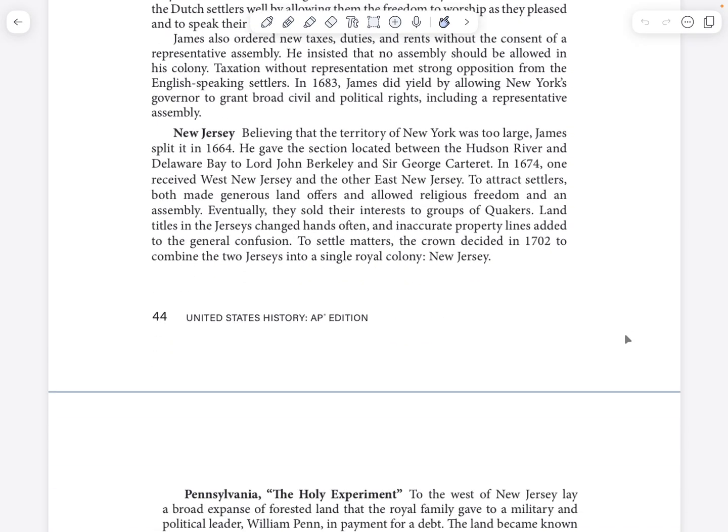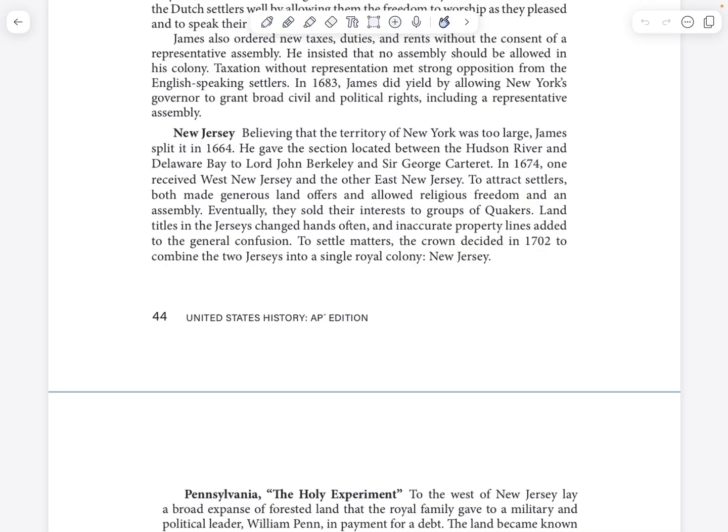New Jersey. Believing that the territory of New York was too large, James split it in 1664. He gave the section located between the Hudson River and Delaware Bay to Lord John Berkeley and Sir George Carteret. In 1674, one received West New Jersey and the other East New Jersey. To attract settlers, both made generous land offers and allowed religious freedom and an assembly.